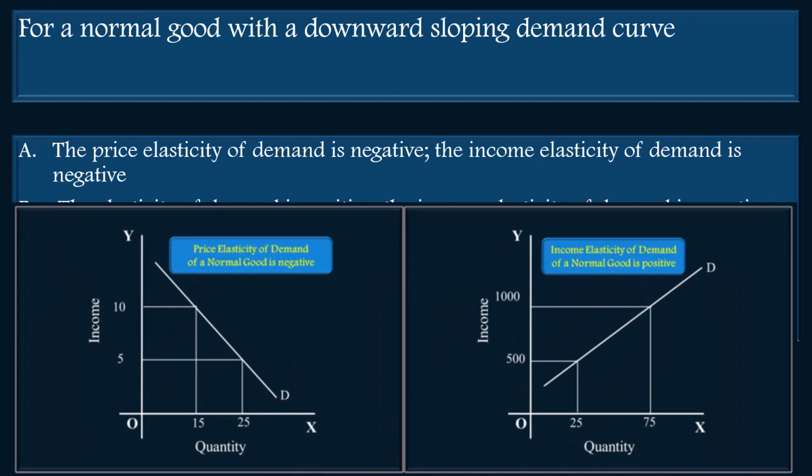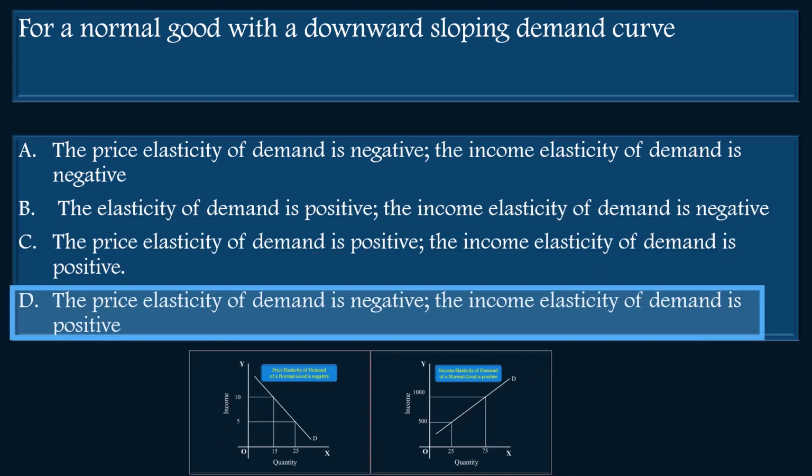Price demand curve of a normal good is negatively sloped. Its elasticity is negative. Income demand curve of the same normal good is positively sloped. Its elasticity is positive. Option D is the correct answer.